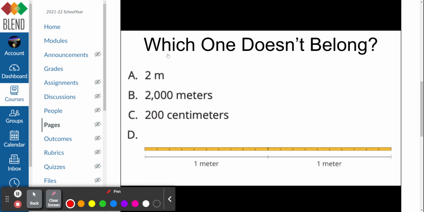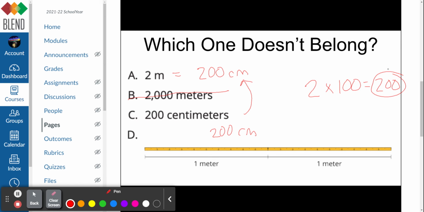Well, 2 meters is equal to 200 centimeters. 2,000 meters, oh my gosh, that's so big. 200 centimeters, that's the same thing. And then here's 2 meters once again visually, so that's once again 200 centimeters. So if we took the amount of meters and multiplied it by how many centimeters are in a meter, that tells you how many centimeters there are in total. All right, so let's go ahead and move on.